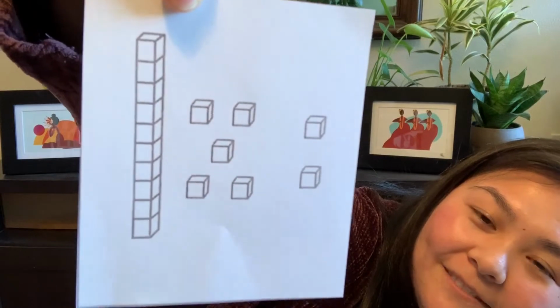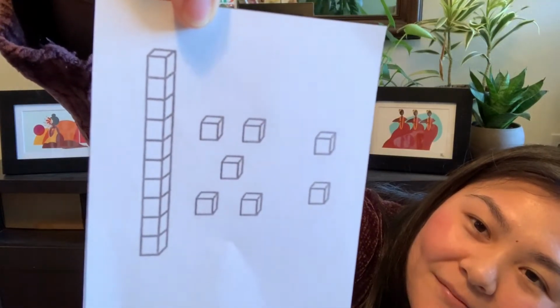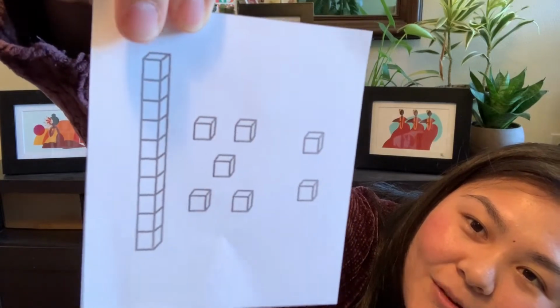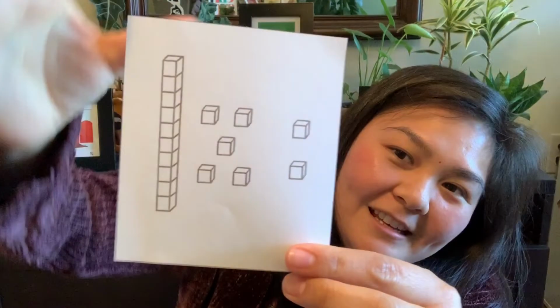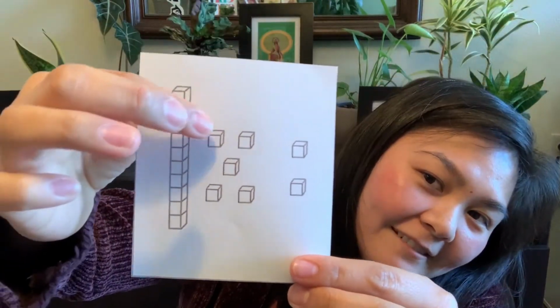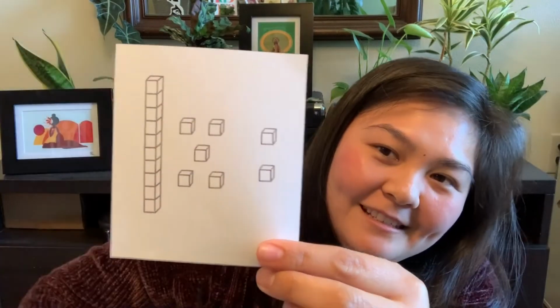How many do you see? Looking at your groups of 10 and your ones. So I see a 10 stick and some ones. Let's count it together, starting with the group of 10. 10, 11, 12, 13, 14, 15, 16, 17. The last number we said is 17.